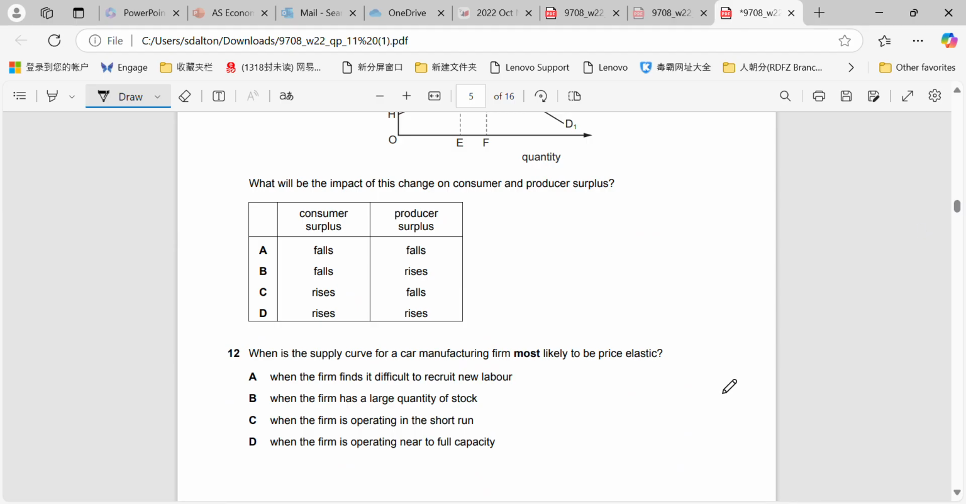Question 12. When is the supply curve for a car manufacturing firm most likely to be price elastic? Okay, if they find it difficult to recruit new labour, inelastic, can't make as much. Large quantity of stock, yeah, so their ability to store. Firm operating in short run, inelastic in short run, elastic in long run. Firm operating near to full capacity, inelastic. Okay, just recap on your determinants of PES, very simple question.